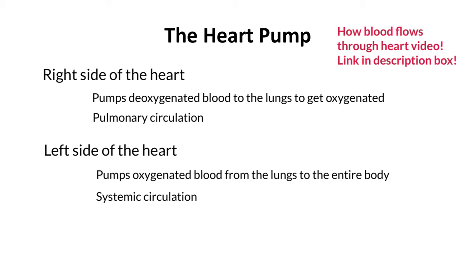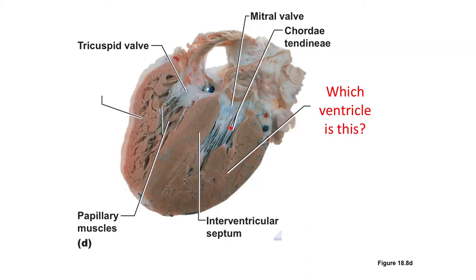The left side of the heart has a harder job as it has to overcome the pressure of the aorta, the body, in order to be able to pump blood through the aorta to the rest of the body. Can you guess which ventricle this is based on what I just said?